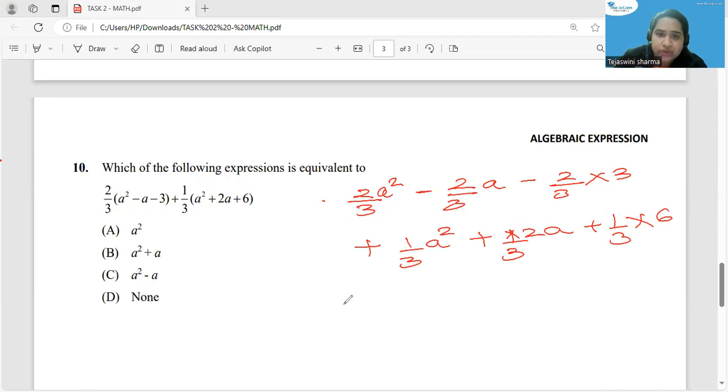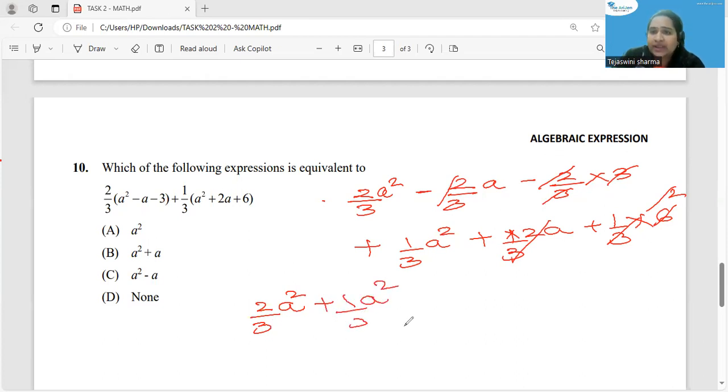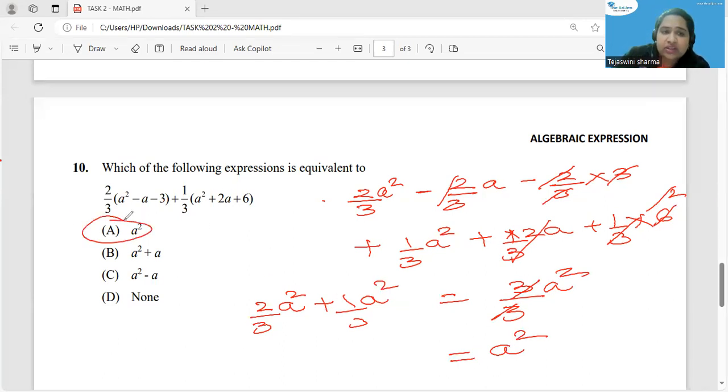So on simplifying you are getting 2 by 3 a to the power 2 minus 2 by 3a and plus 2 by 3a. Simply they will cancel out, and when you cancel 3 to 3 and 3 to 6, you will get 2, minus 2 and plus 2. Again these two values will get cancelled, and you will have 2 by 3 a to the power 2 plus 1 by 3 a to the power 2. So 2 by 3 and 1 by 3 will add, you will get 3 by 3 a to the power 2. So 3 by 3 will get removed. You will have a to the power 2, which is given in option A.